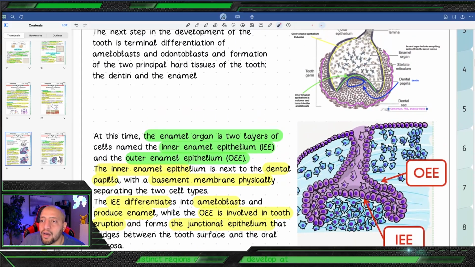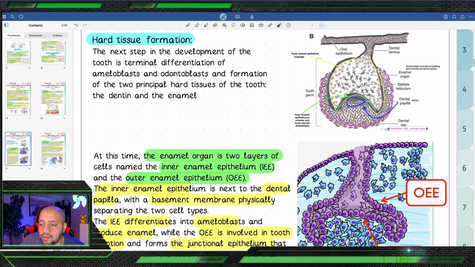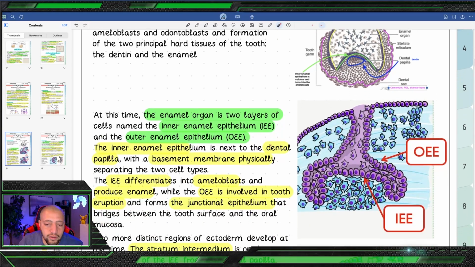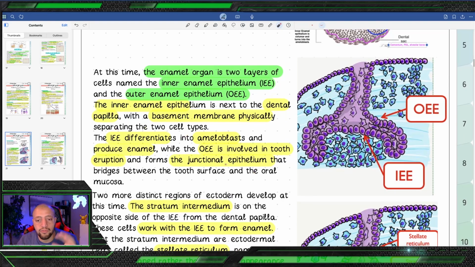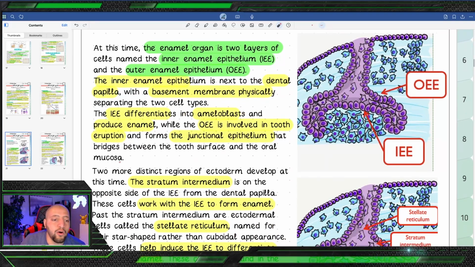So you're going to ask me what's the function of the outer enamel epithelium, which is this part. Outer enamel epithelium is related to the eruption of the tooth. So it has nothing to do with the formation of enamel, has nothing to do with this reciprocal induction. So I would like to confirm this. Outer enamel epithelium is involved only in tooth eruption and forms the junctional epithelium. So junctional epithelium comes from the remnant of the outer enamel epithelium, the bridge between the tooth surface and the oral mucosa.